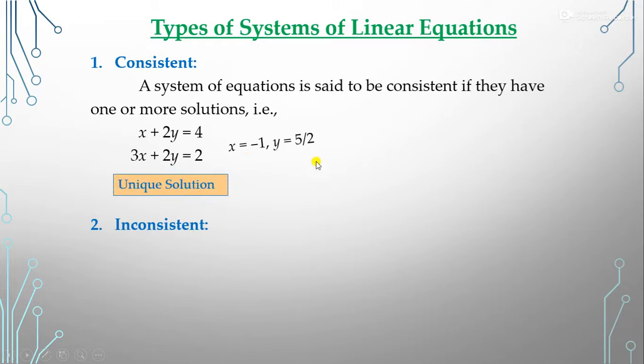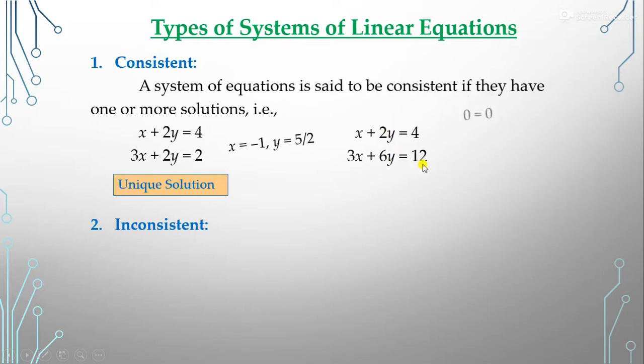Second one: if I give you these equations, x plus 2y is equal to 4 and 3x plus 6y is equal to 12. Can you solve these equations? When you multiply the first equation by 3, it becomes 3x plus 6y is equal to 12. What does it mean? Both equations are the same. It means these equations coincide, right? Remember the graph? These equations coincide.